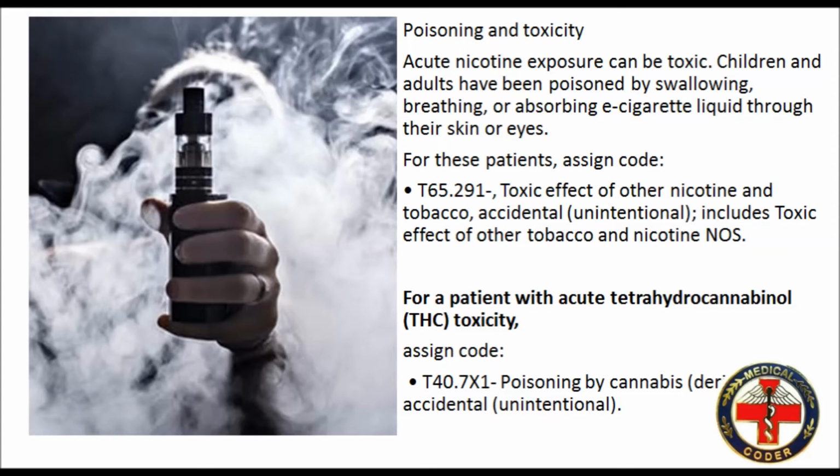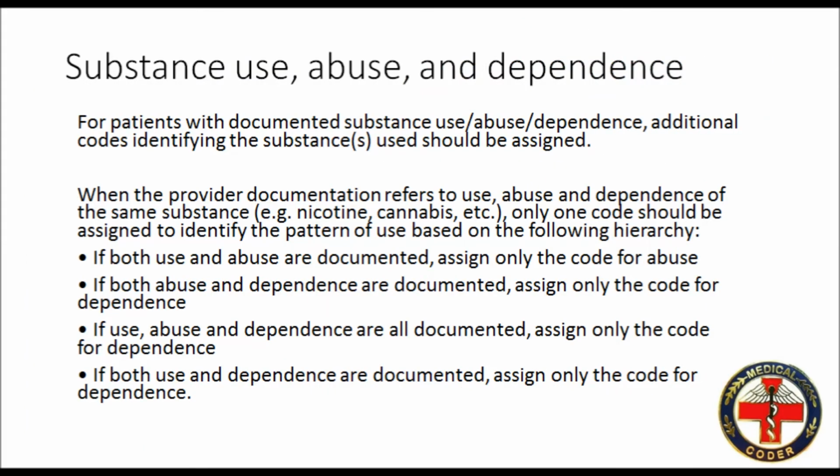T65.291, toxic effect of other nicotine and tobacco, accidental, or unintentional, includes toxic effect of other tobacco and nicotine not otherwise specified. For a patient with acute tetrahydrocannabinol, THC, toxicity, assign code T40.7X1, poisoning by cannabis, or derivatives, accidental, unintentional. Substance use, abuse, and dependence. For patients with documented substance use, abuse, and dependence, additional codes identifying the substance used should be assigned.